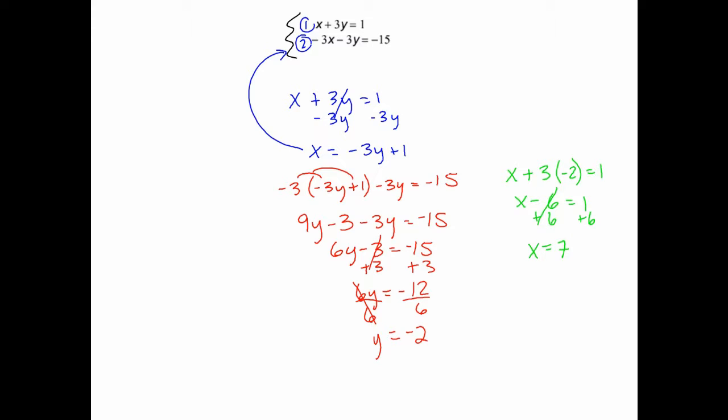Always, when you write your answer, you want to leave it as a coordinate. So 7, negative 2, an ordered pair. There we go. So my x is 7 and my y is negative 2.